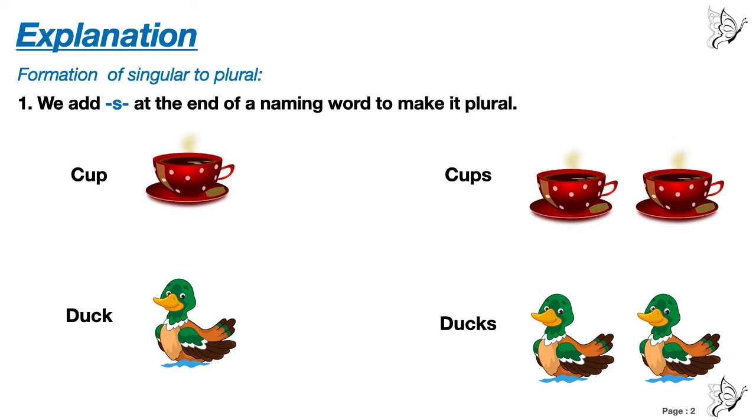Now in this page I will explain to you how to form singular to plural. In your book 2 rules are given, so we will learn them now. Formation of singular to plural. Rule number 1: we add s at the end of a naming word to make it plural.